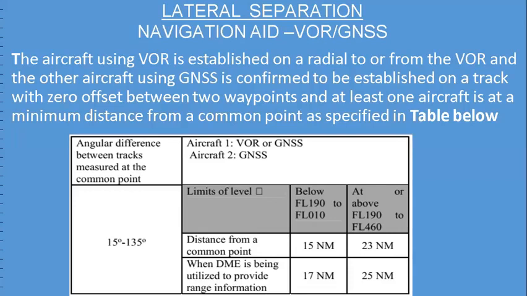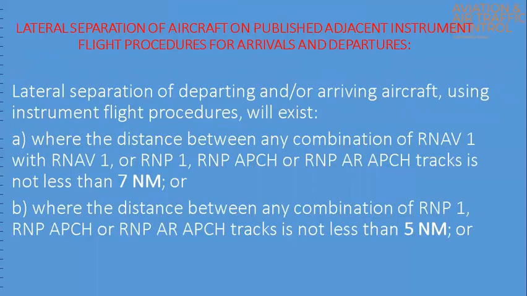If they are 23 nautical miles apart, using GNSS distance for this, then they are laterally separated. If they are using DME for range information, then once they are 25 nautical miles apart from a common point, if they are at or above flight level 190, then they are deemed to be laterally separated.